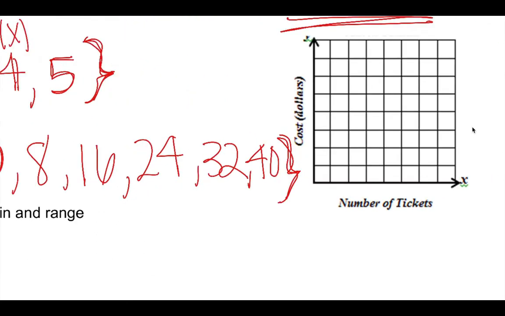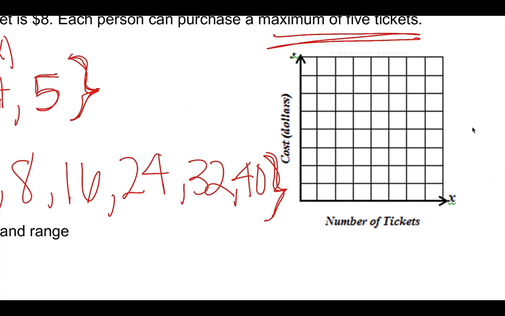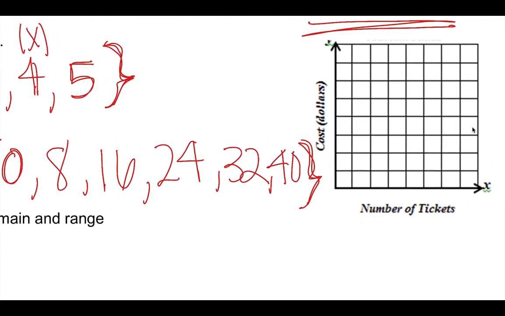So down here we've got number of tickets, that's my X. And then cost in dollars, that's my Y. So let's go ahead and number this. 1, 2, 3, 4, 5. That's how many tickets I could buy. So I'm going to stop there. And then I'm going to count by 8s because that's how much tickets cost. 8, 16, 24, 32, and 40. So if I buy 0 tickets, I pay $0. There's a point, right? 1 ticket's 8. 2 is 16. 3 is 24, 4 is 32, and 5 is 40.